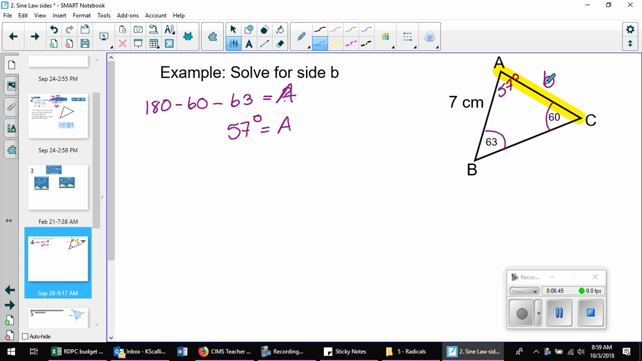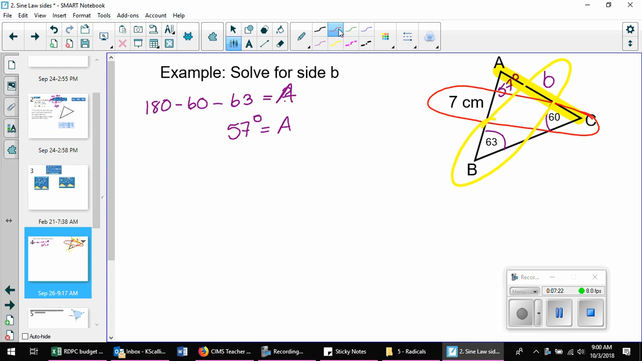So this is side B. This is why you need to know how to label a triangle correctly. What we need is, I call them sets. I have this complete set, an angle and its matching side. The other set I need is going to be B because I am trying to solve for side B. I don't care about side A. Well, maybe I do care about it, but not for this question.